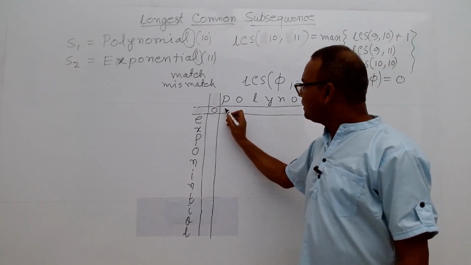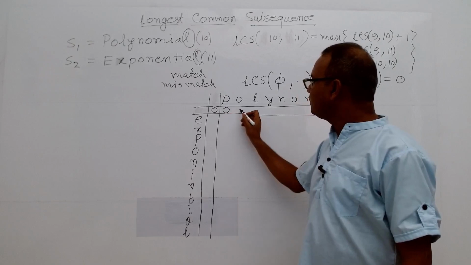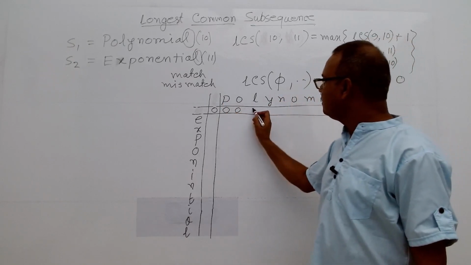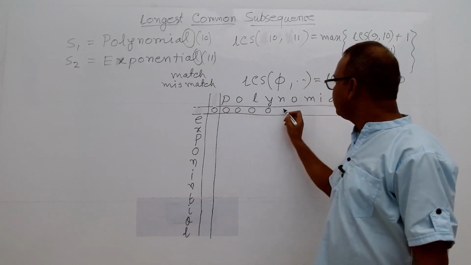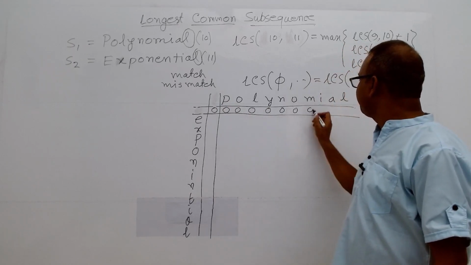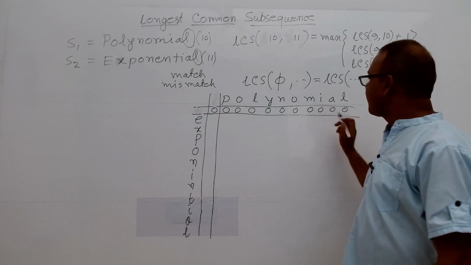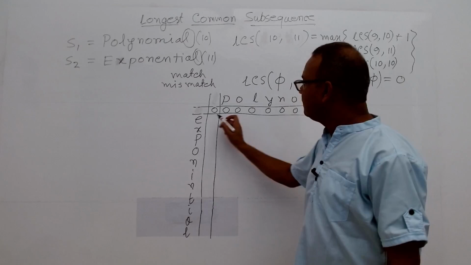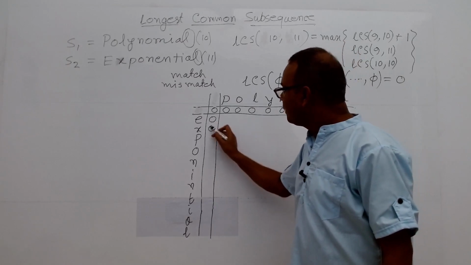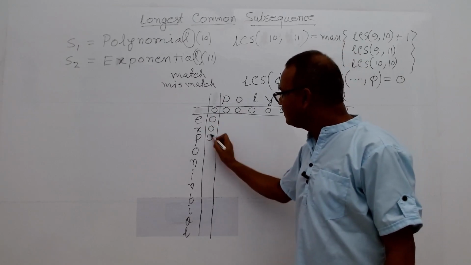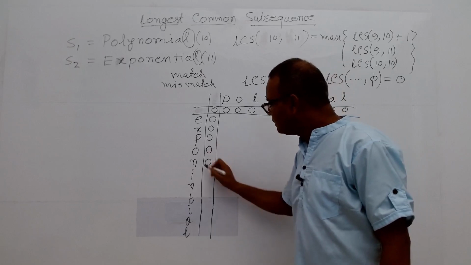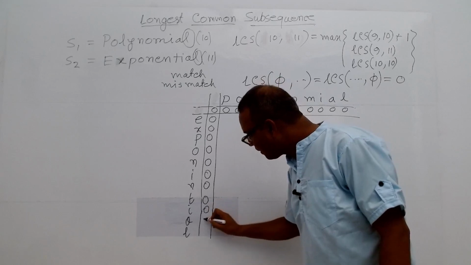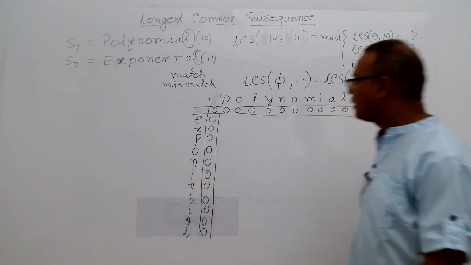If I am comparing the empty string with P, it will be 0. The empty string with PO, it will also be 0. So this first line is going to be all 0. These are actually the stopping conditions. Similarly, in this column also, we are comparing with the empty string, so the common subsequence value is 0.